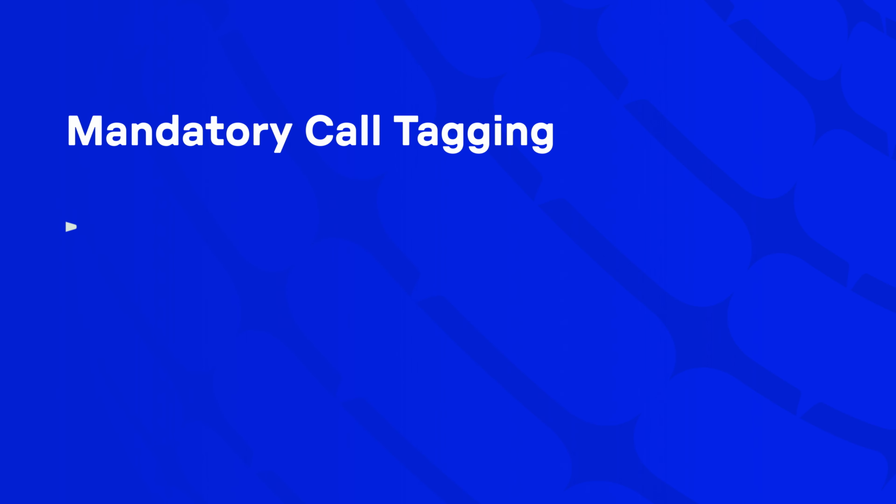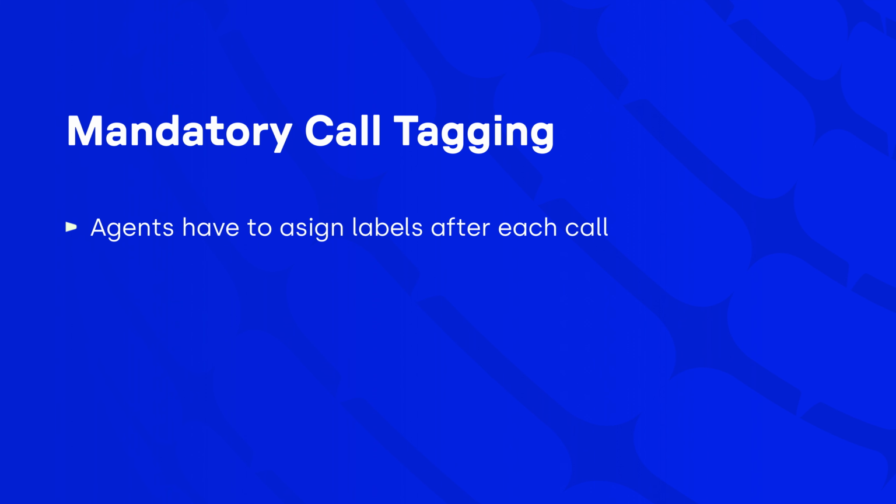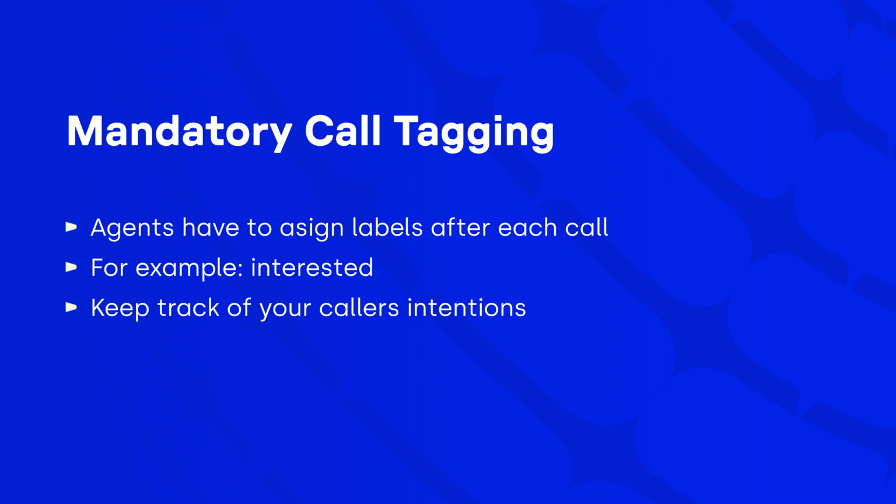If you enable mandatory call tagging, your agents will have to assign a label after each call. For example, they can label it as interested. It may look like something that takes up valuable time, but this is not the case. In fact, mandatory call tagging is a great way to keep track of your caller's intentions.